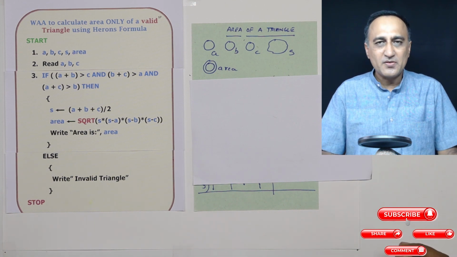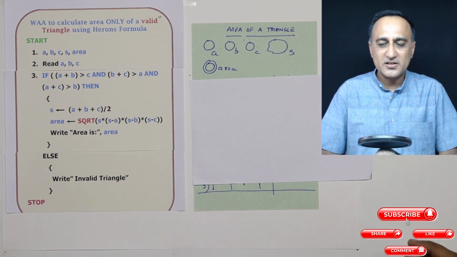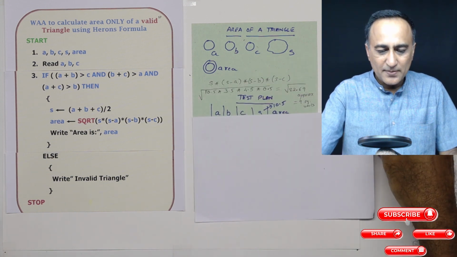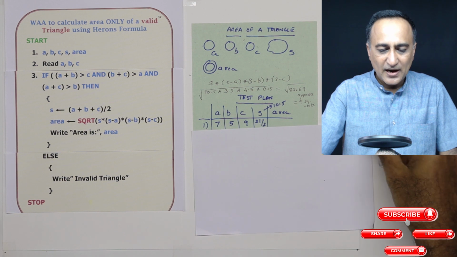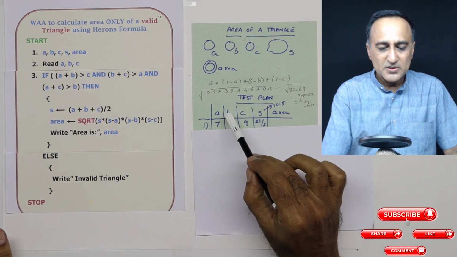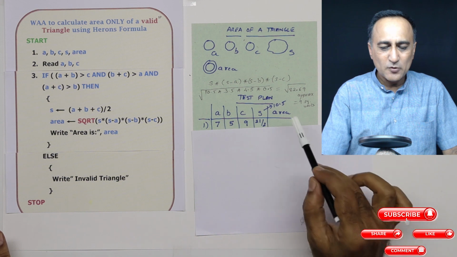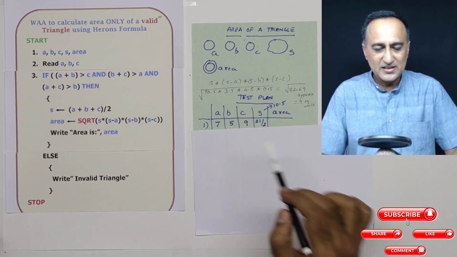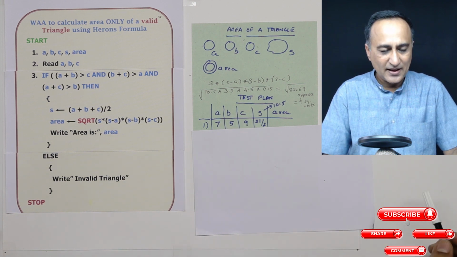As we have done previously, the only way to know if our logic is correct is to do a dry run or a test run. So first, in my test plan, I have created columns A, B, C, S. Area I am not bothered about because that's a final calculation. So I read A, B and C. It happens to be 7, 5 and 9.